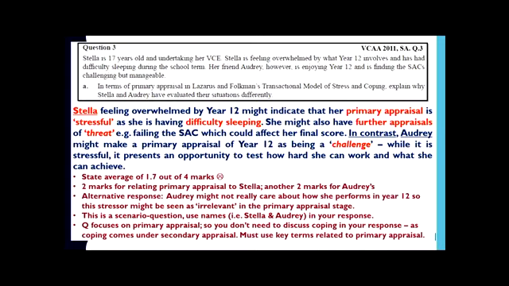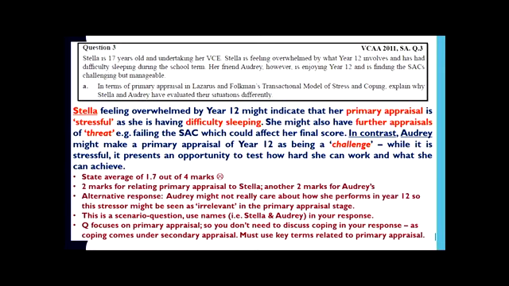Okay, so Stella is 17 years old and she's undertaking her VCE. Stella's feeling overwhelmed by what Year 12 involves and has had difficulty sleeping during the school term. Her friend Audrey, however, is enjoying Year 12 and is finding the SACs challenging but manageable. In terms of primary appraisal of Lazarus and Folkman's coping model, explain why Stella and Audrey have evaluated their situations differently. So in this question, the first mistake you would not make is talking about secondary appraisal, because the question only asks you to talk about primary appraisal.